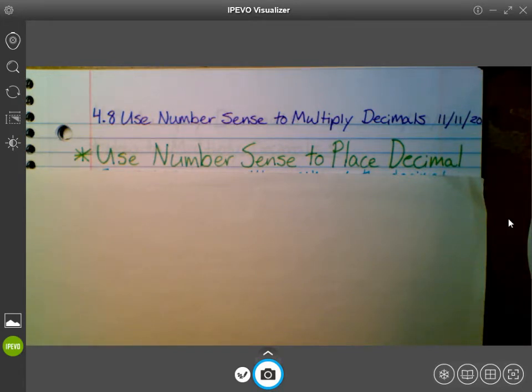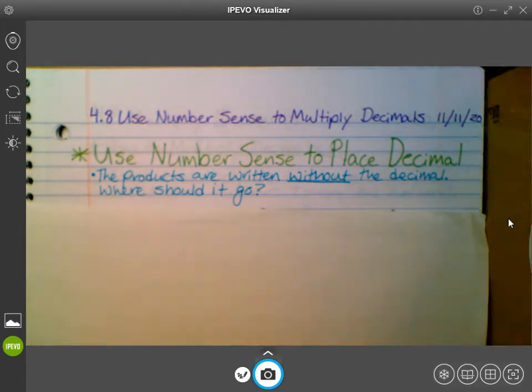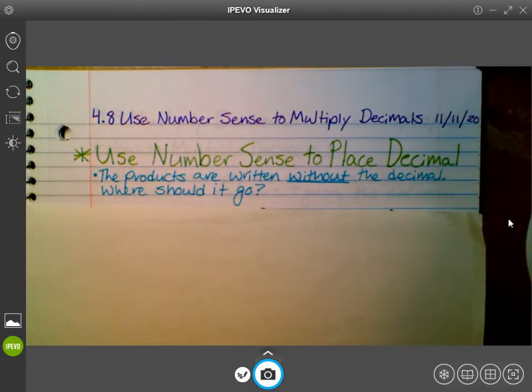All right. Are we ready to move on? Okay. So, our directions. You can think of these kind of like directions on your homework almost. The products are written without the decimal. Where should it go? Remember, a product is an answer to a multiplication problem. So the answers to the multiplication problems are written without the decimal. Make sure you underline without. Where should it go? And give me a thumbs up when you have these directions written down.